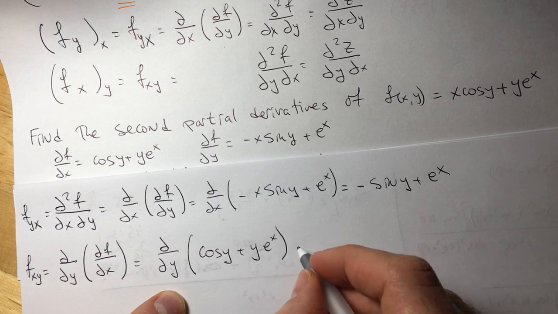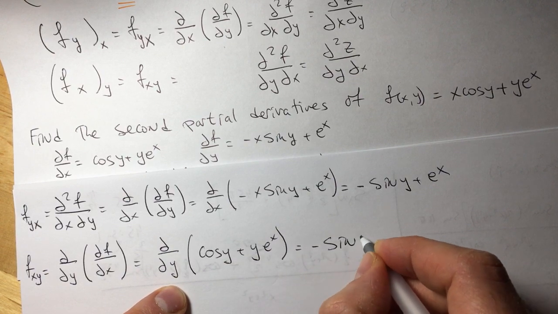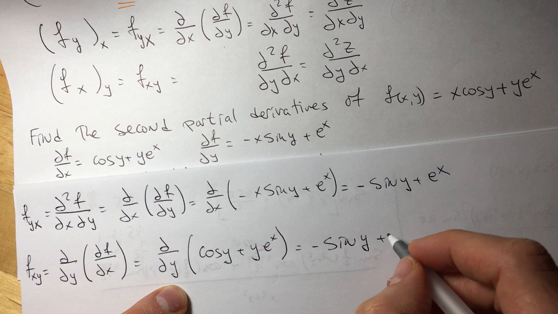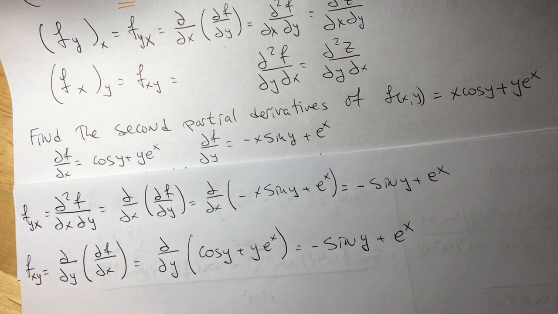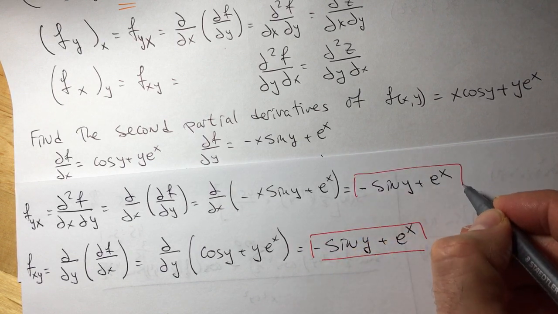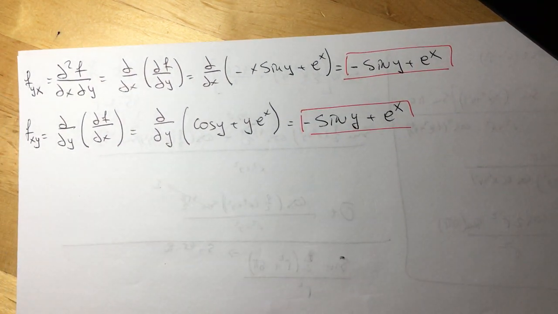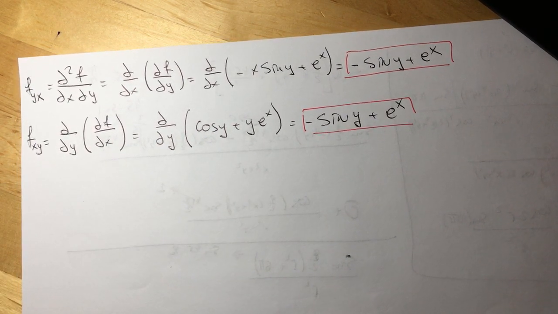If we differentiate this with respect to y, what do we get? The derivative of cosine of y is negative sine of y, plus the derivative of y is 1. E to the power x is being treated as a constant, so negative sine of y plus e to the power x. And now notice this part right here. Basically, the second order mixed partial derivatives are always going to be the same, and this is expressed by Clairaut's theorem.